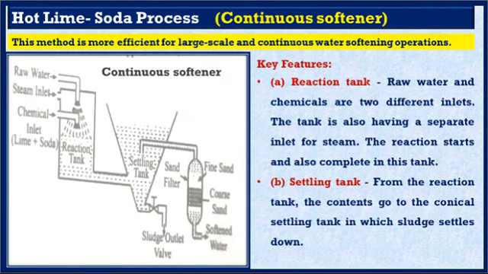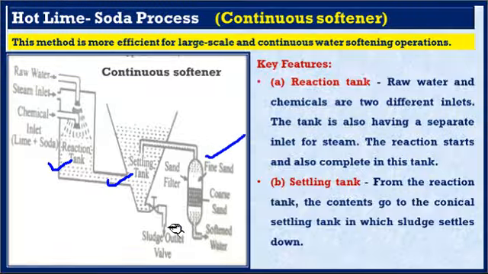The second type of the hot lime soda process is the continuous softener. This softener is used for softening of water at large scale. This continuous softener contains three main parts. First is the reaction tank, second is the settling tank, and third is the sand filter. This one is the reaction tank. In the reaction tank, raw water and chemicals are added through two different inlets.